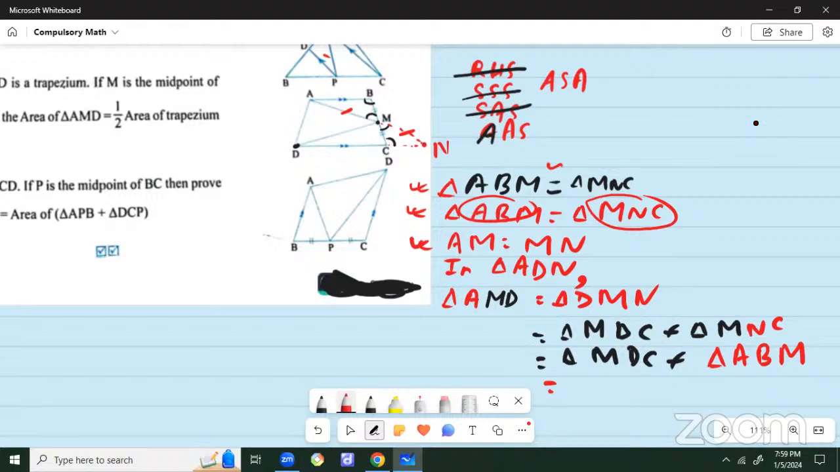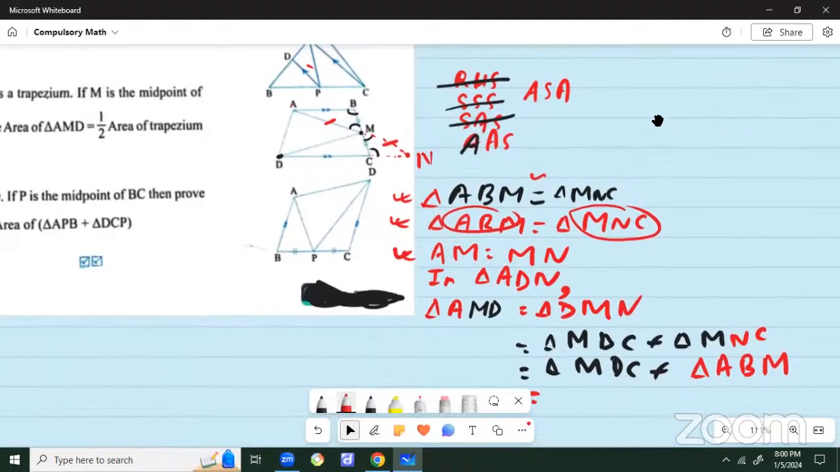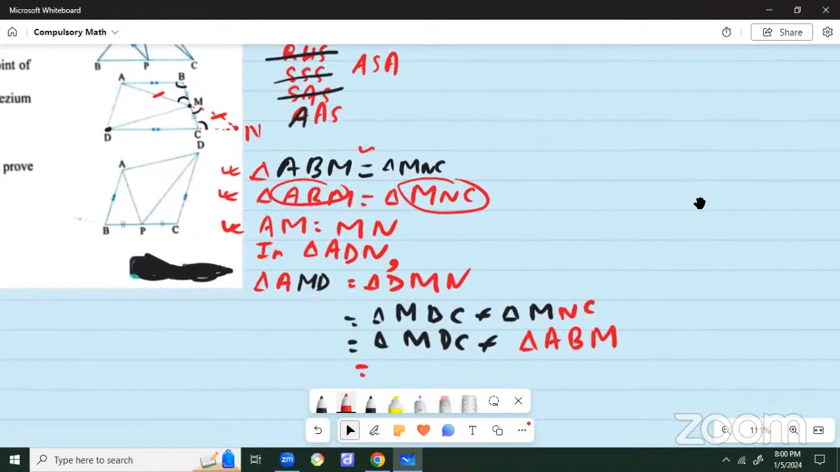Triangle DMC plus triangle ABM. How is this related to trapezium ABCD? Is there any connection? Can you see any connection? No, sir. Let's figure it out.